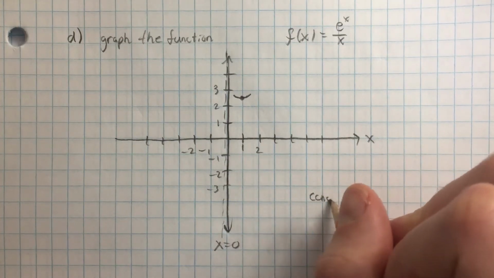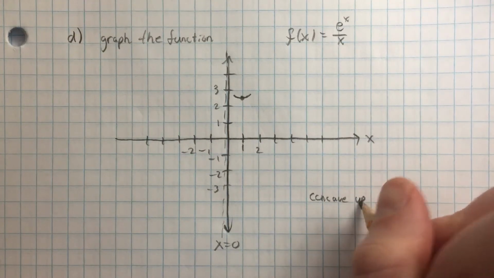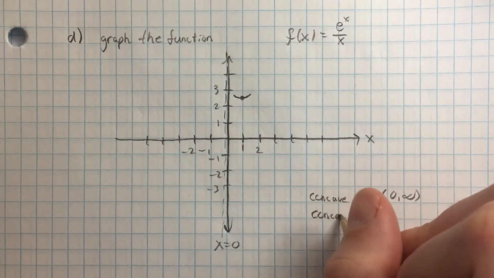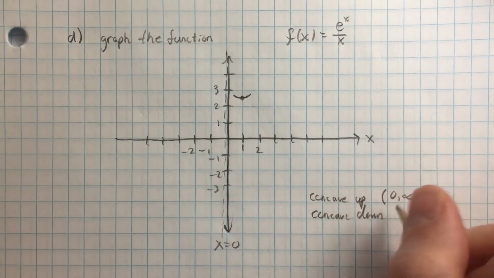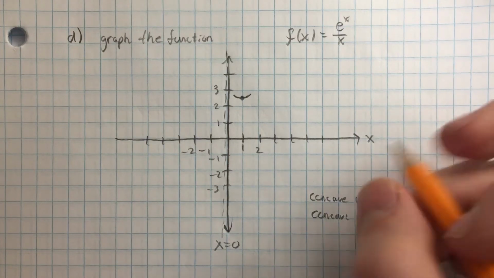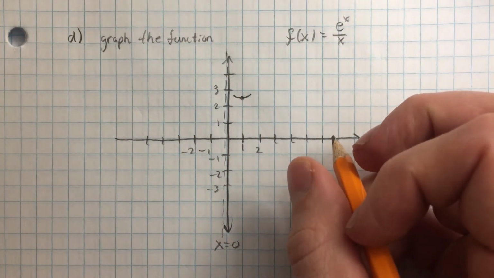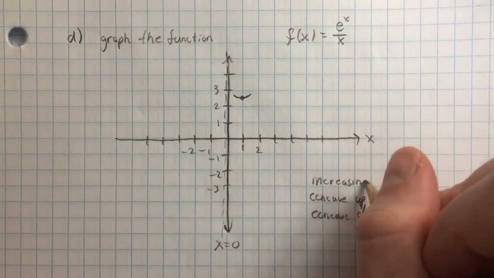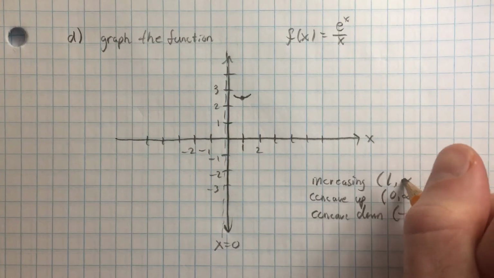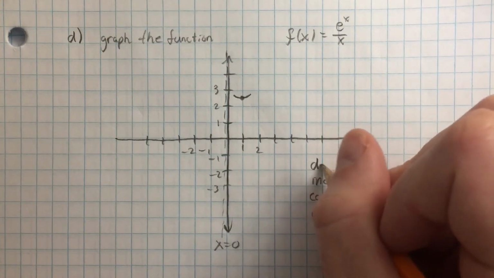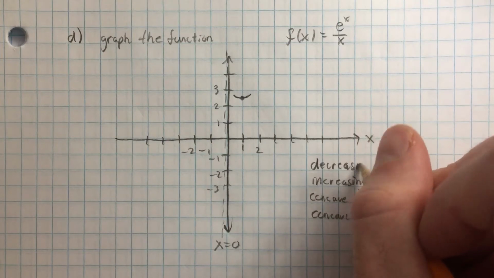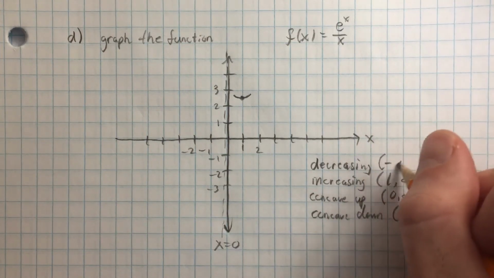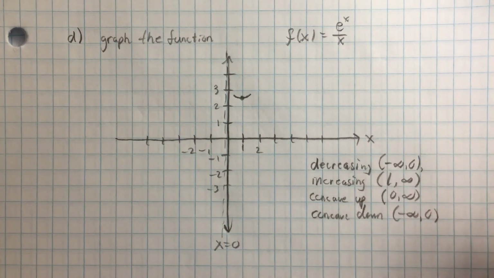We knew it was concave up 0 to infinity, concave down negative infinity to 0. We knew it was increasing on 1 to infinity, just to get the main points from the work we did above. It was decreasing on 2 intervals, negative infinity to 0 and 0 to 1.